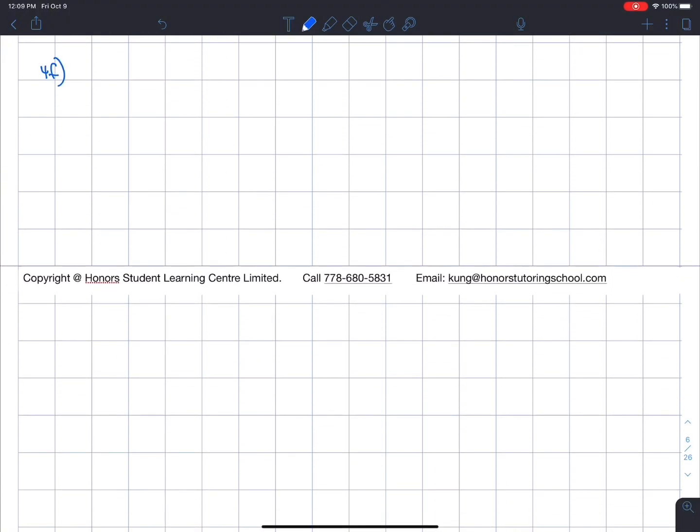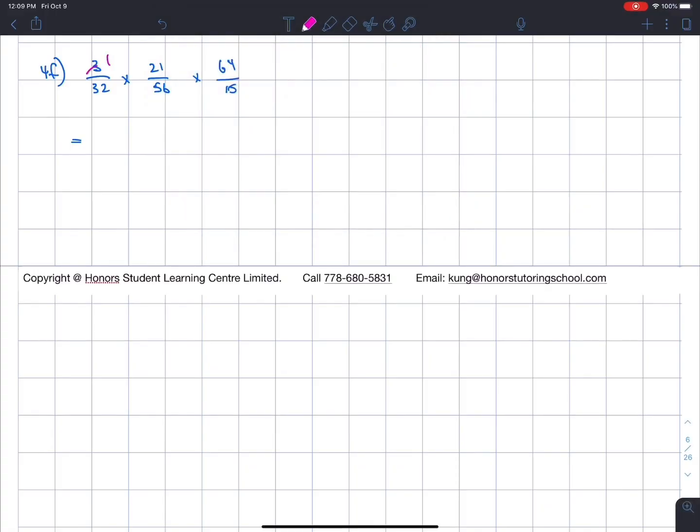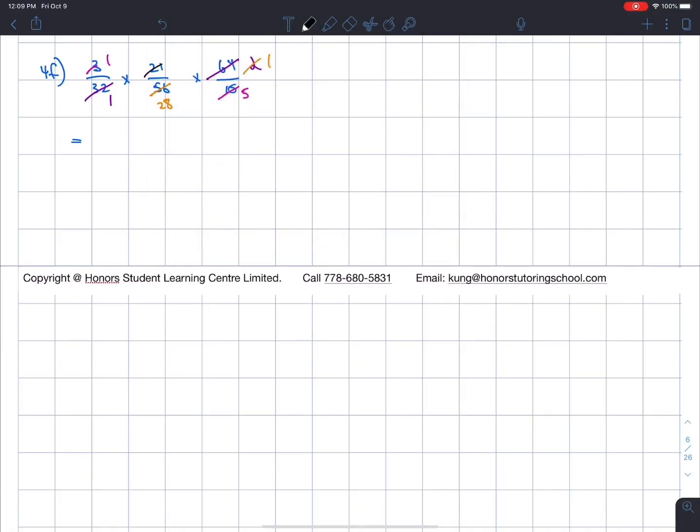For F, 3 over 32 times 21 over 56 times 64 over 15. We can divide 3 by 3 to get 1, divide 15 by 3 to get 5. I can see that 32 times 2 is 64. So I can divide 32 by 32 to get 1, 64 by 32 to get 2. I can divide 2 by 2 to get 1, 56 by 2 to get 28. I can divide 21 by 7 to get 3, 28 by 7 to get 4. And I think that's it.